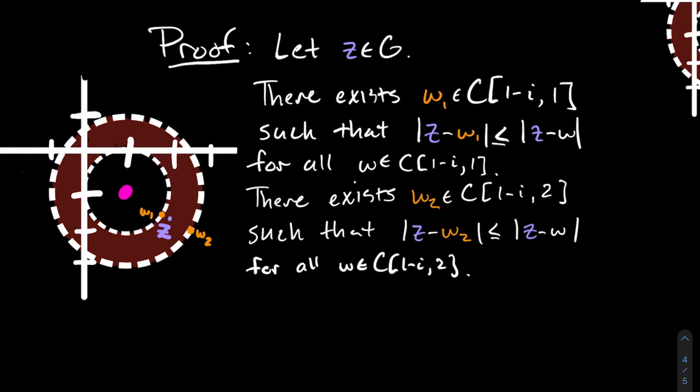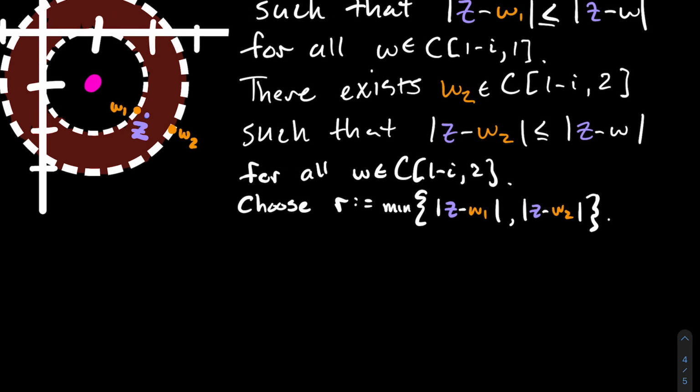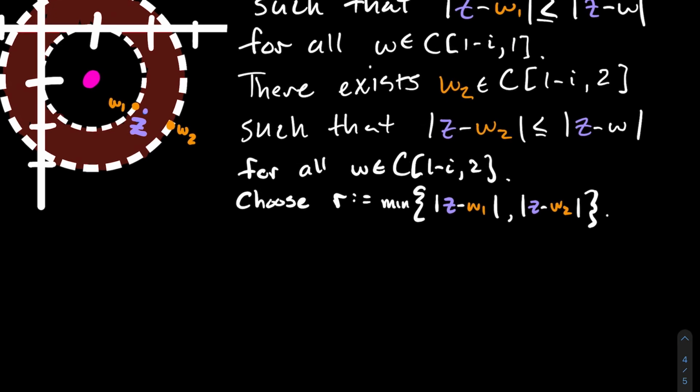And now what we're going to do is measure exactly how far it is from Z to W1 and exactly how far it is from Z to W2. And what we ought to do is just pick the smaller of those two real numbers. I'm using this notation here: choose R to be the minimum of those two real numbers. Again, maybe minimum or infimum if you use that more often. I'm just saying pick the smaller of the two and let's let that be our radius.